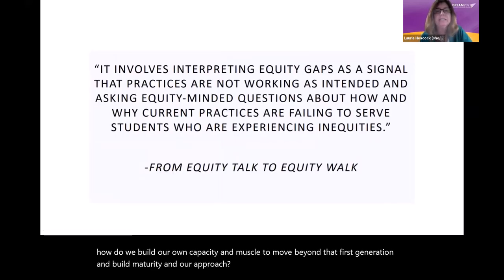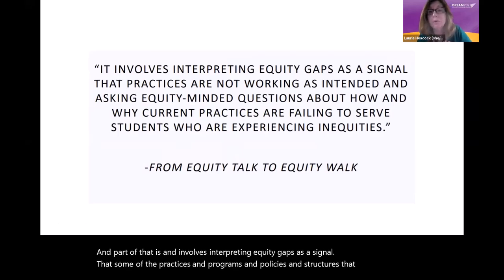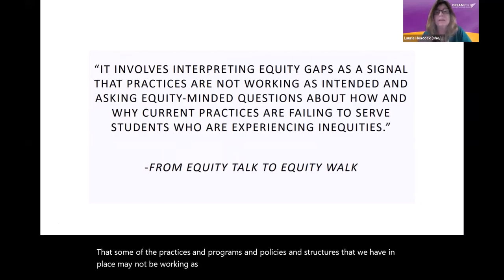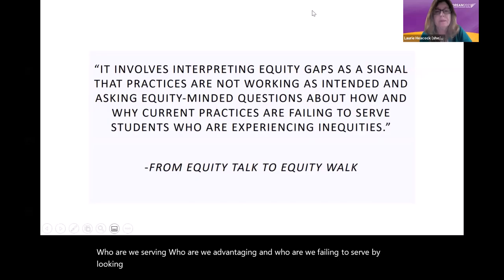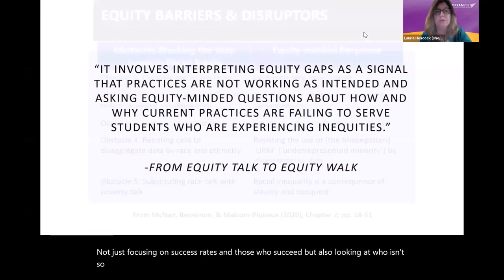Part of that involves interpreting equity gaps as a signal that some of the practices, programs, policies, and structures that we have in place may not be working as intended, and asking equity-minded questions about that. Who are we serving? Who are we advantaging? And who are we failing to serve? Not just focusing on success rates and those who succeed, but also looking at who isn't, so that we can drill in deeper.